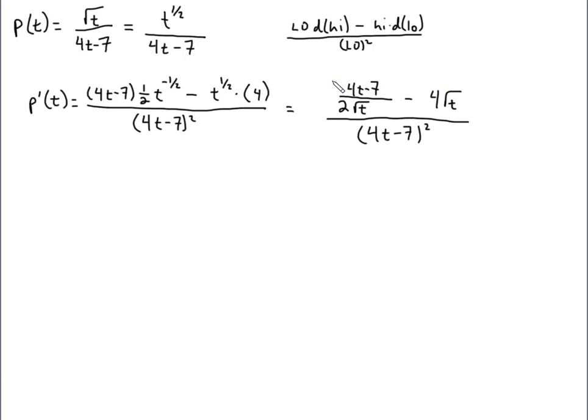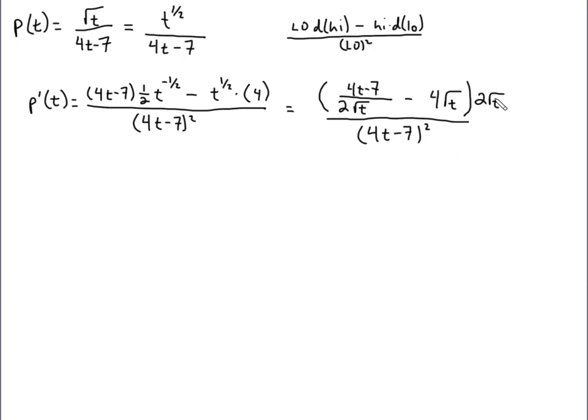So the best way I found to get rid of these complex fractions is just to look at what's in the denominator of the inner fraction, the fraction that's within the other fraction. That is a 2 root t. So in order to get rid of that, what we need to do is multiply that whole numerator of the big fraction by whatever's in the denominator here. So I'm going to multiply this by 2 root t.